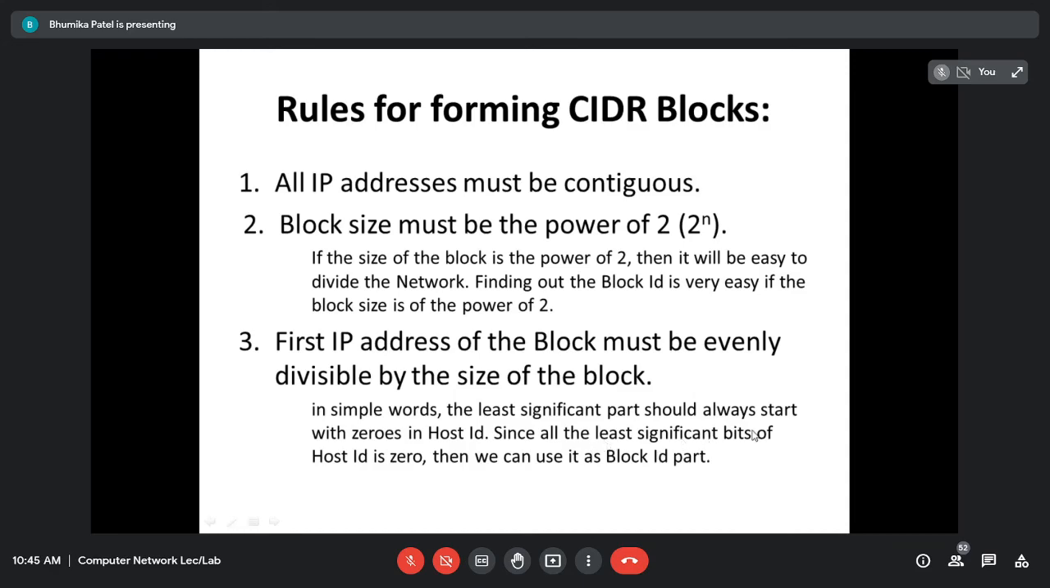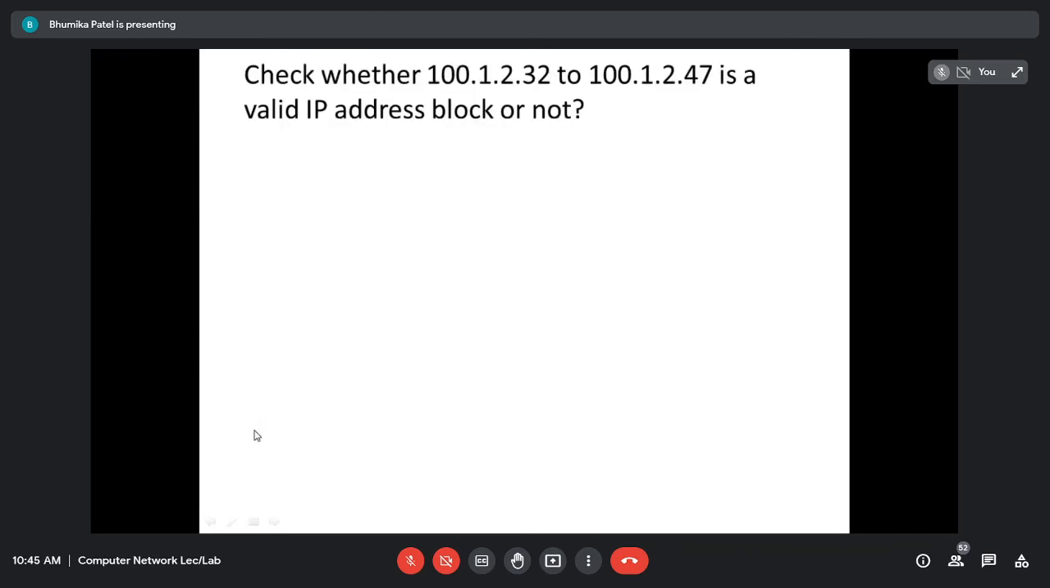Since all the least significant bits are 0, we can use it as the block ID part. For example, here, I'll show you. Okay, example બતાવી દઉં. Check whether this is a valid IP address block or not for the CIDR. Okay, so here we are given this many IP addresses, that is 100.1.2.32, then 33, 34 and up to 47.